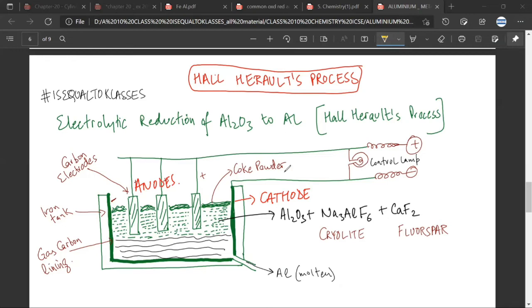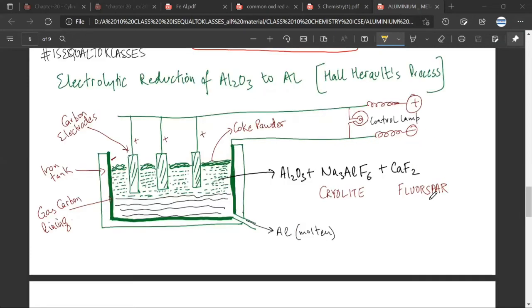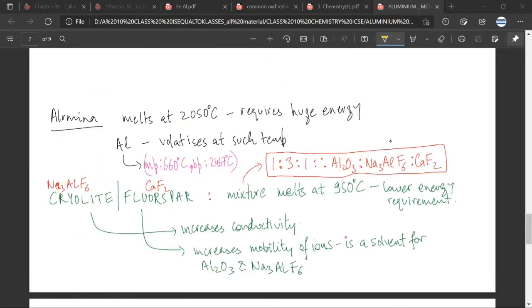No doubt. Now we'll zoom in a bit and try to understand more things about this. There are two names that you need to remember: cryolite and fluorspar. Mr. CB, would you be able to do this? Yes, sir. What are the two names? Cryolite and fluorspar. Now, first we'll try to understand why we add these two to the alumina that we have got from the Baeyer process. Let's try to understand that. The alumina that you get from the first process melts at 2050 degrees Celsius. It requires a huge amount of energy.